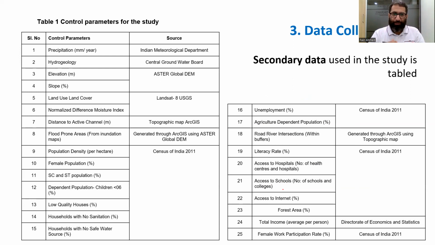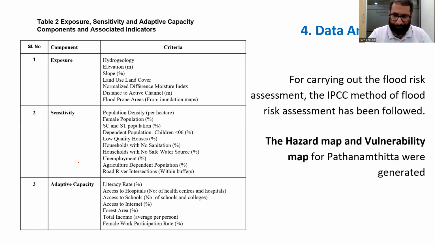For the secondary data, we used an extensive data set which we have readily in hand, which includes precipitation, elevation, geology, slope, land use land cover, other socioeconomic aspects, and census data. These were used as the secondary data set to come out with a comprehensive hazard map, vulnerability map, and risk map for the district.